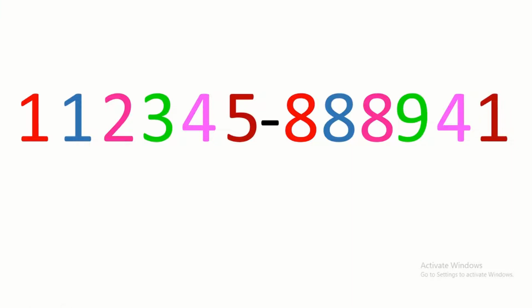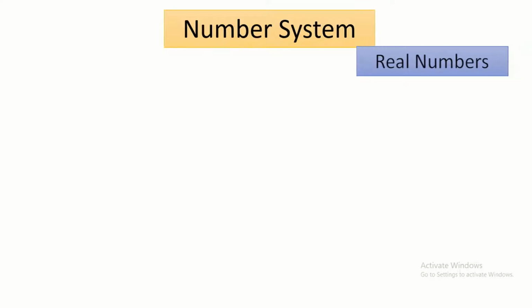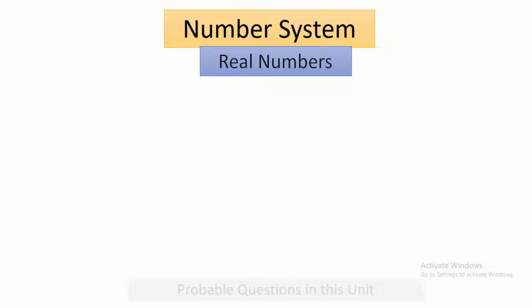Now we move on to the marks distribution chapter wise, that is unit wise. But it is not a fixed distribution of marks for any unit, it may vary. So I take here 3 sets of question papers, and compare the distribution of marks per unit across the 3 question papers. So I take first the number system. The number system includes the real numbers.